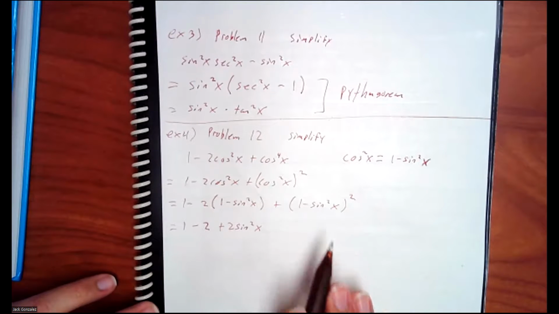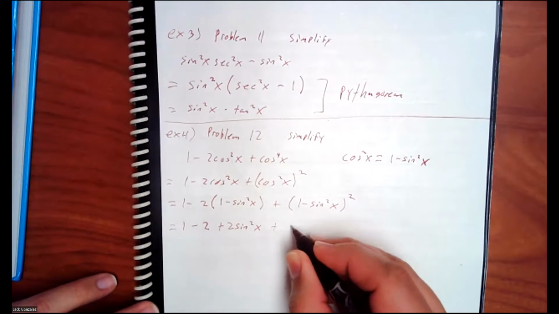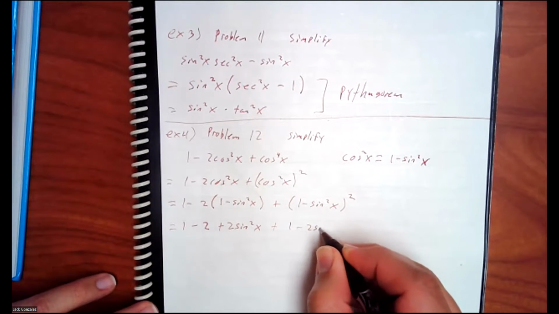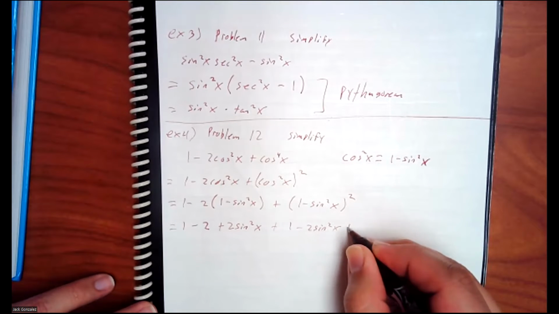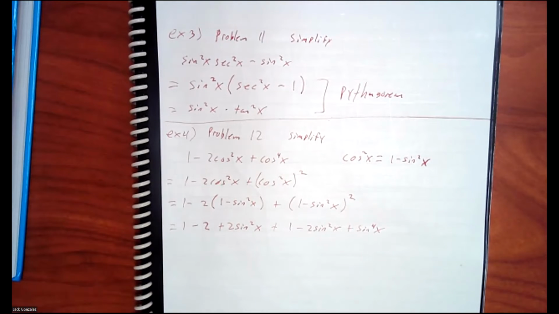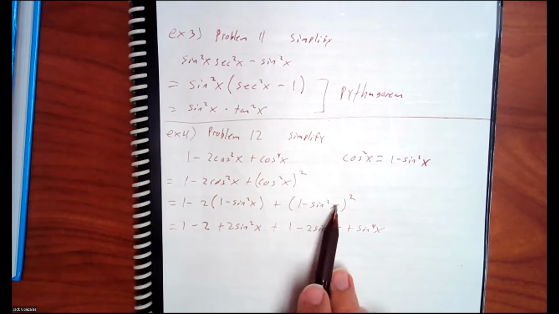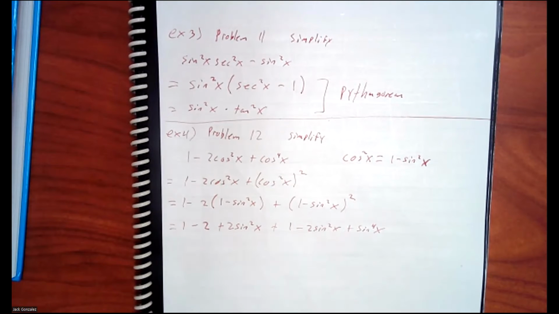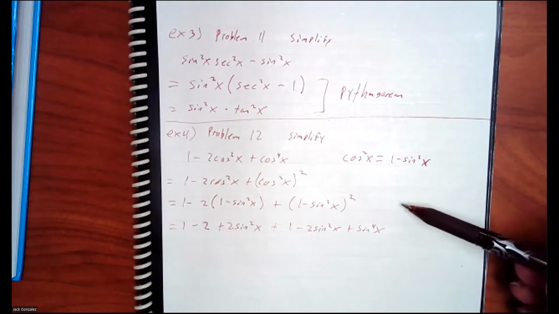If you square this guy, you're going to get 1 minus 2 sine squared plus sine to the 4th, because you have to FOIL this, right? It's 2 of them, so multiply it twice. Yeah, it's cool from here to here.